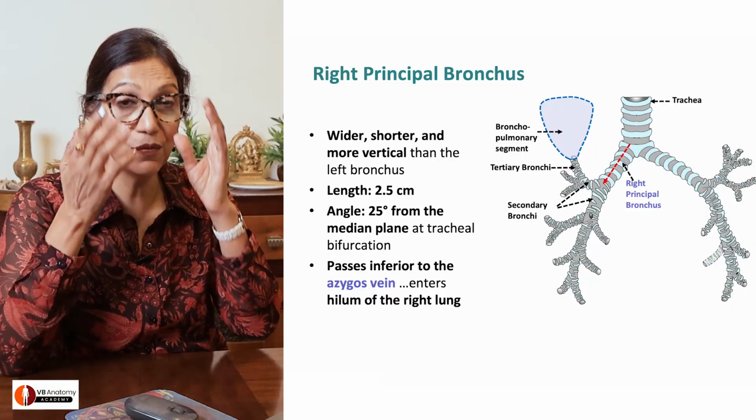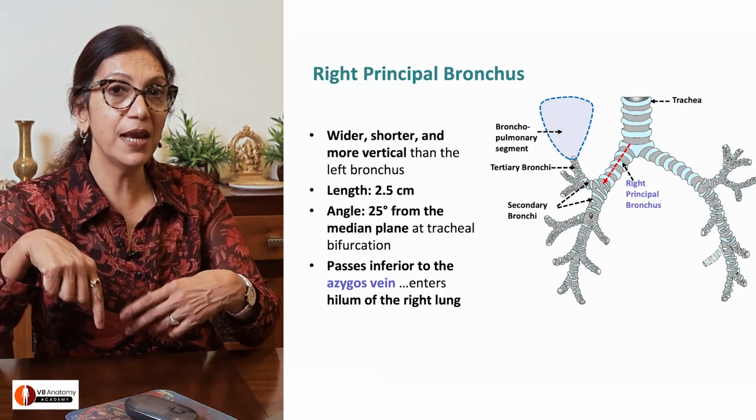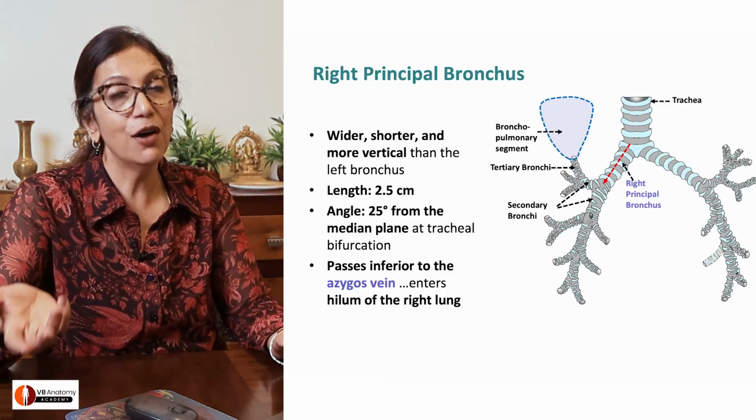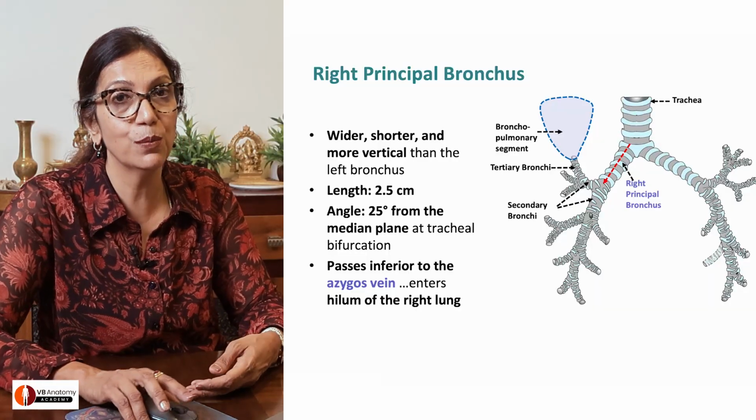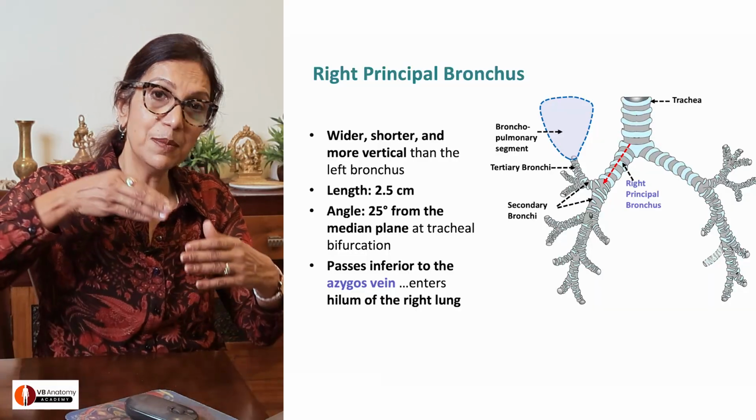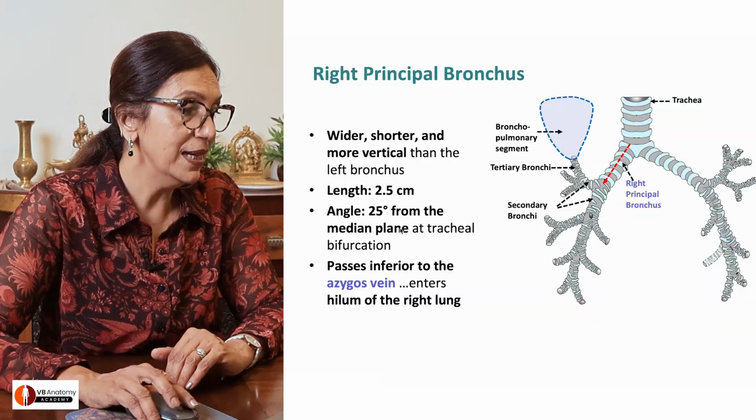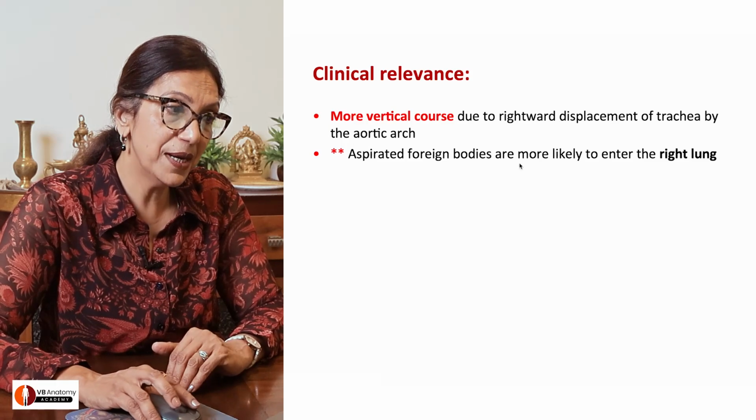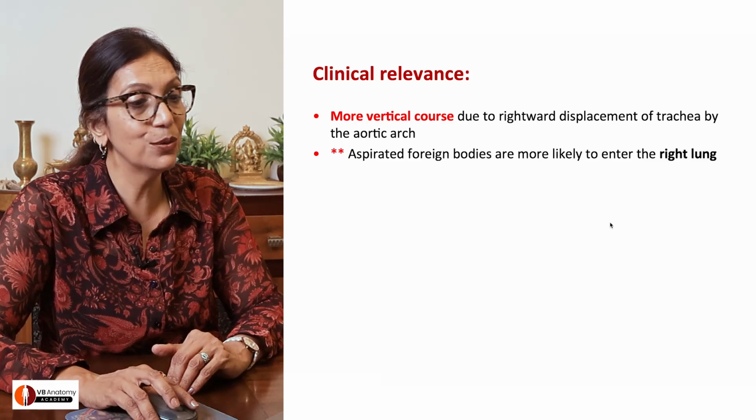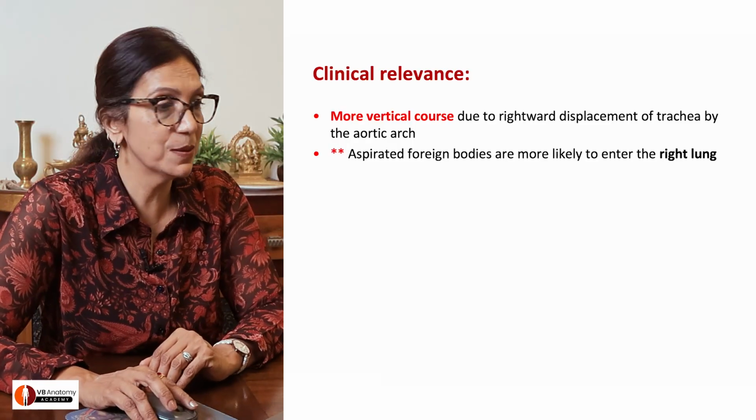What will happen if you were to inhale a foreign object? Would it go on the right more or the left more? Of course, it will go on the right because that's a more vertical path the foreign object finds. As the principal bronchus passes, it's covered on the top by the azygous vein. Like I told you, aspirated foreign objects are more likely to enter into right lung because of a more vertical course of the right principal bronchus.